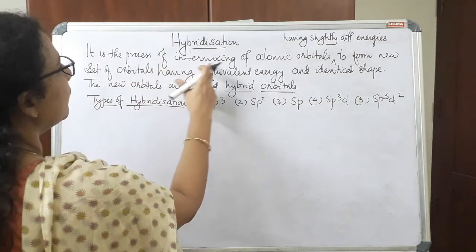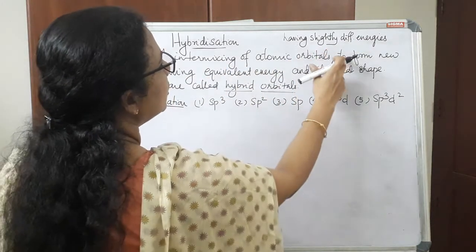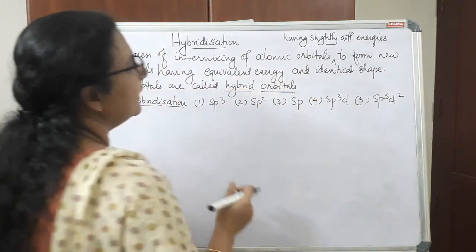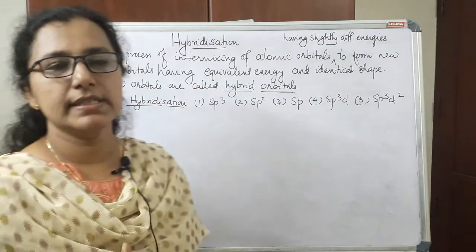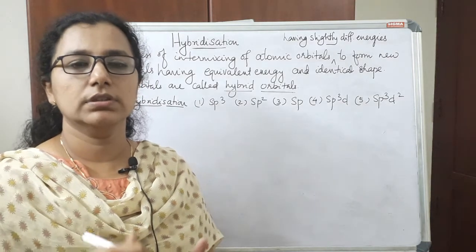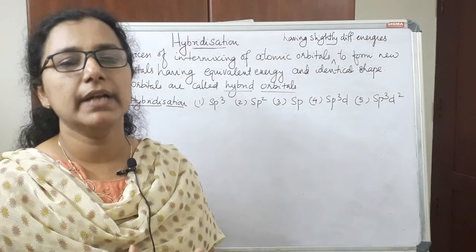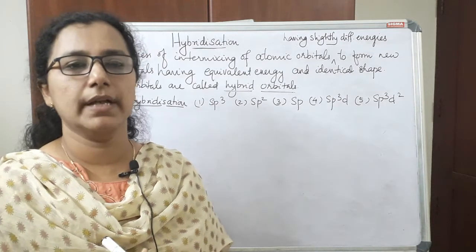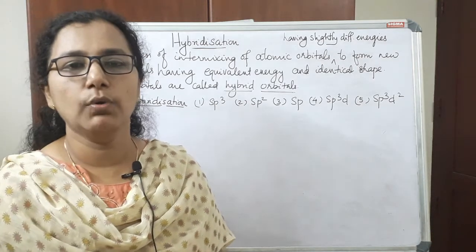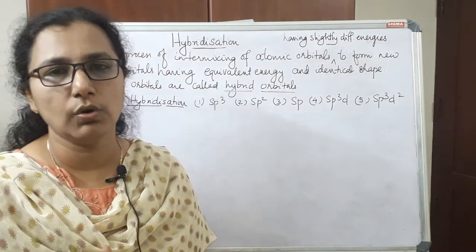It is a process of intermixing of atomic orbitals having slightly different energies to form a new set of orbitals having equivalent energy and identical shape. So hybridization is the intermixing of atomic orbitals. Before the overlapping of atomic orbitals, hybridization takes place. After hybridization, the orbitals will overlap together and a bond will be formed.